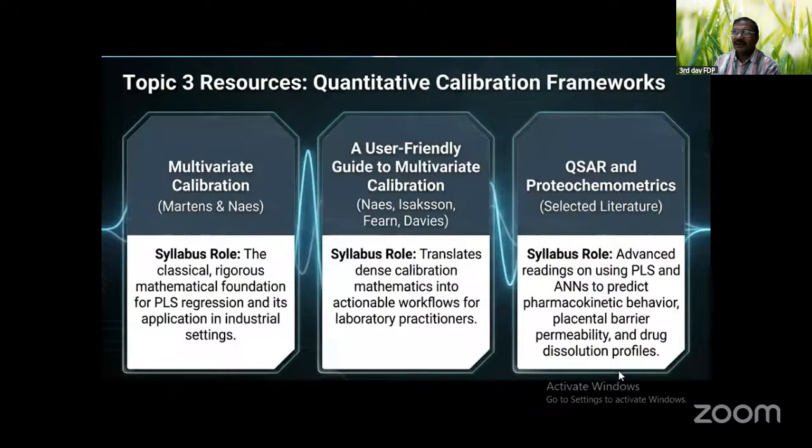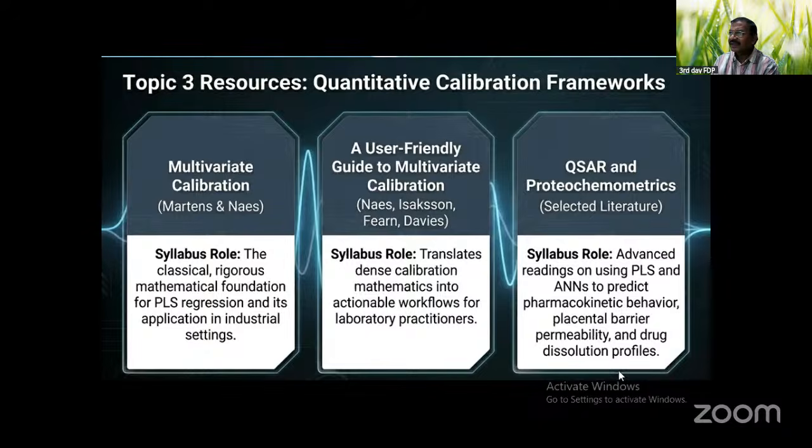Then where will you get the literature on the above said topic? The first material, the first textbook, is Multivariate Calibration, published by Martens and Naes. The role of the syllabus is the classical rigorous mathematical foundation for PLS regression and its application in industrial settings. The second book available is a user-friendly guide to multivariate calibration proposed by Naes, Isaksson, Fearn, and Davies. The role of the syllabus is to translate dense calibration mathematics into actionable workflows for laboratory practitioners.